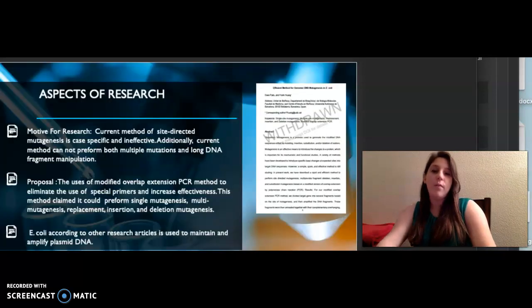Lynn Yibin did have a lot of retracted articles. However, we're only going to focus on one for this presentation, seen on the right, that was withdrawn from bioRxiv, titled Effective Methods for Genomic DNA Mutagenesis in E. coli. The motive for this research is that current methods cannot induce multiple mutations as well as long DNA fragments, deletions, insertions, or replacement mutations.